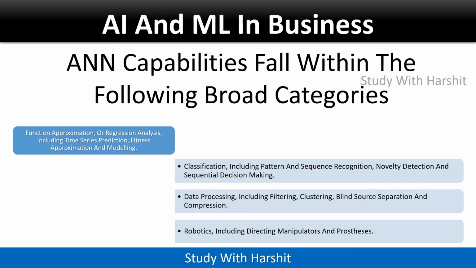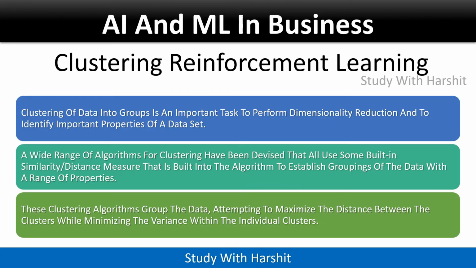ANN capabilities fall within the following broad categories: function approximation or regression analysis, including time series prediction, fitness approximation, and modeling. Classification, including pattern and sequence recognition, novelty detection, and sequential decision making. Data processing, including filtering, clustering, blind source separation, and compression. Robotics, including directing manipulators and prostheses.